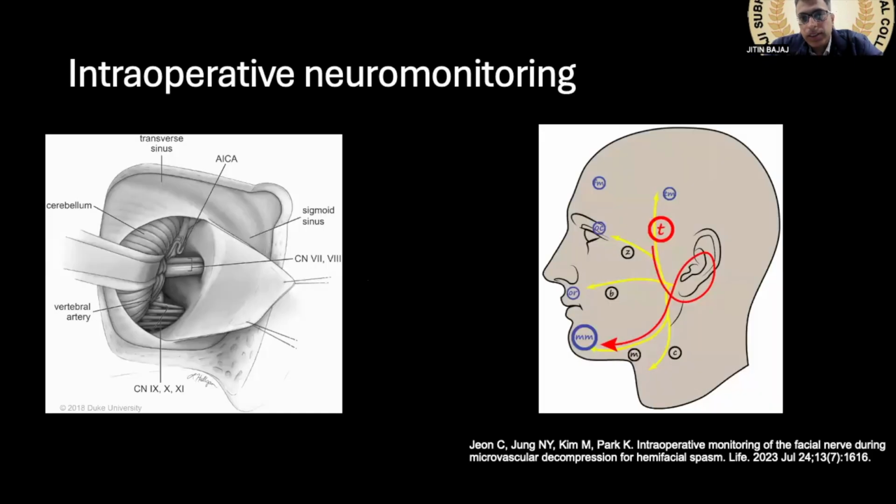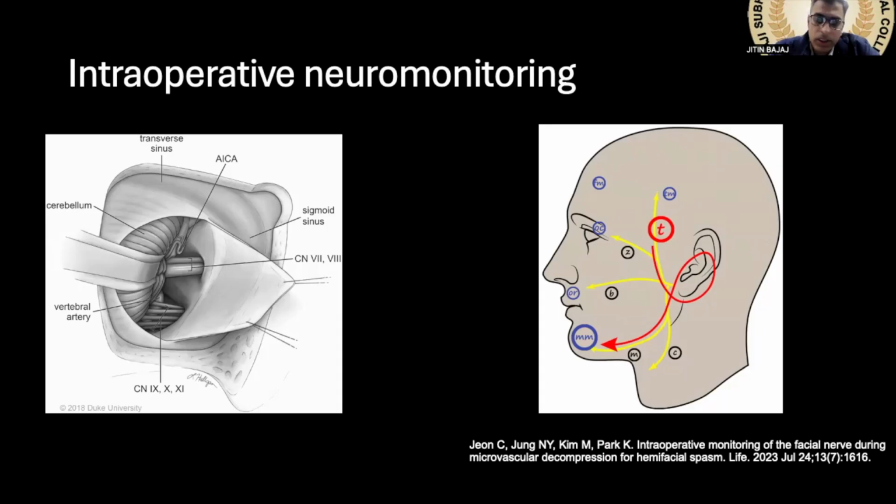Intraoperative neuromonitoring is very helpful in this surgery. You can utilize this in two ways. One is direct stimulation of the facial nerve at the CP angle, and you see triggered EMG activities in the different facial muscles. So this helps to identify firstly the seventh nerve. What you are dealing with is actually the seventh nerve, not the eighth nerve, and you are removing the neurovascular conflict from it.